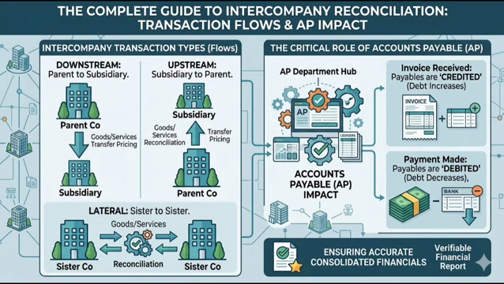Direct hit, the final result. Verified financial reports. The bottom of the image reinforces that the goal of managing these flows and AP impacts is to create verifiable financial reports. By tracking whether a transaction is upstream, downstream, or lateral, the company can eliminate these internal trades when they report their final earnings to the public.